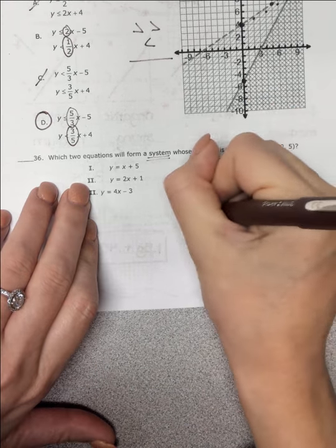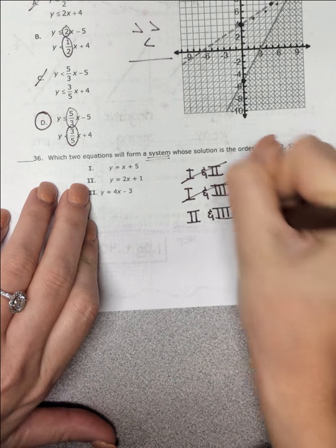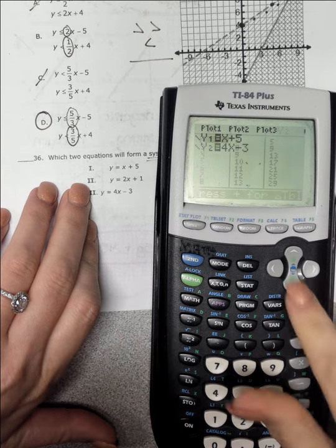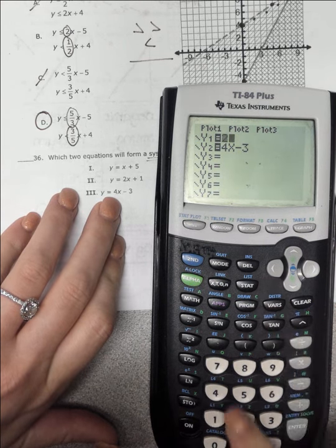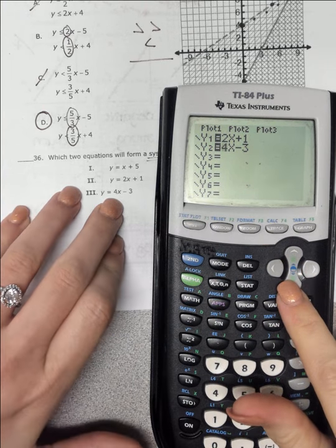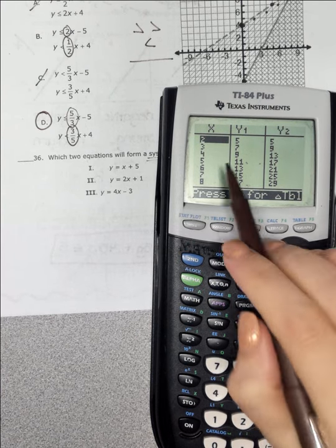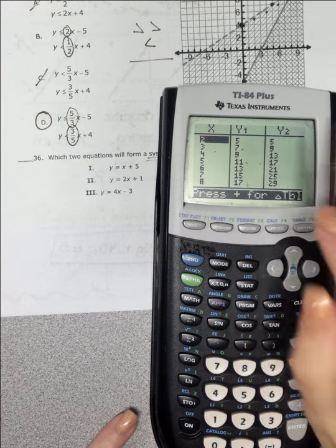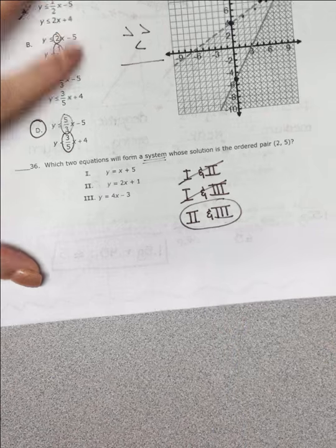So let's try 2 and 3. That second equation is 2x plus 1. And then we have 4x minus 3. So when I plug those in and I look at it, 2 matches with 5 and 5. So that is the solution for numbers 2 and 3.